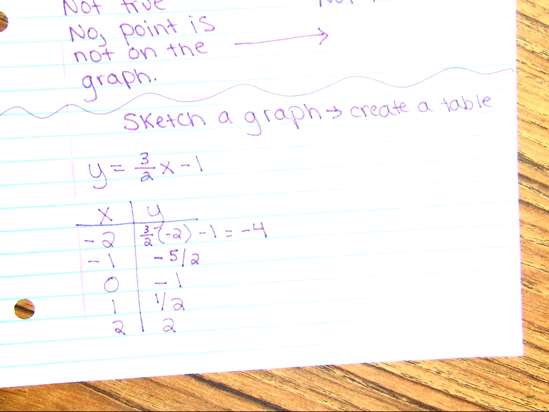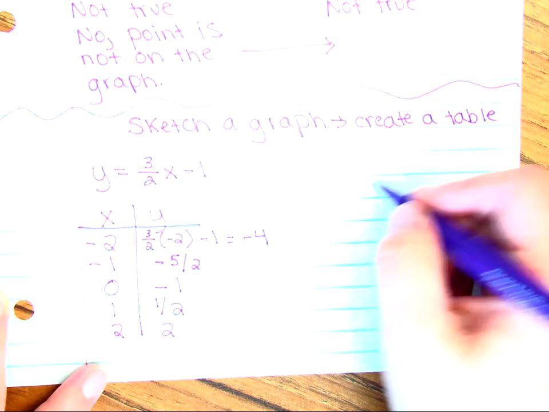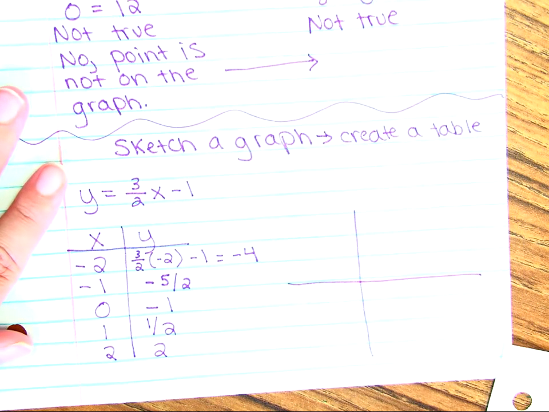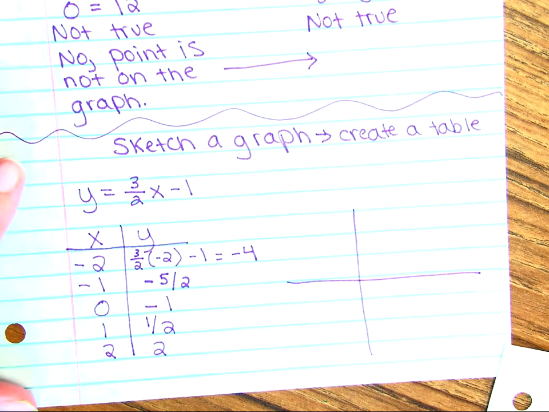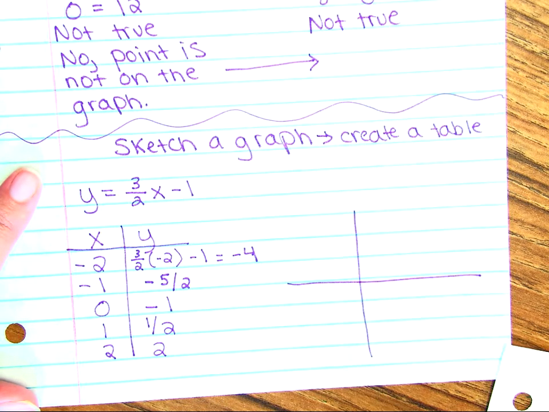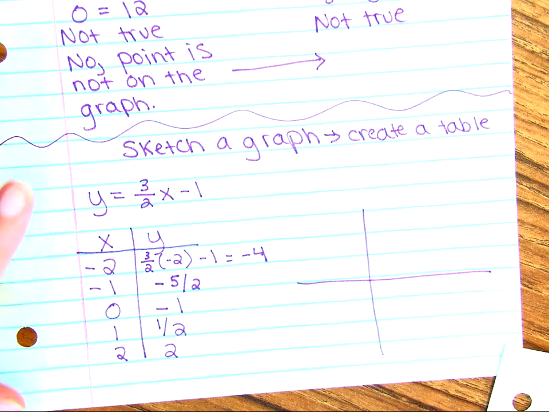Then I could go ahead and plot these, which is what you're going to be expected to do on your assignment. But I am assuming that all of you can plot the point (-2, -4). So I'm not going to take the time to go through that example.